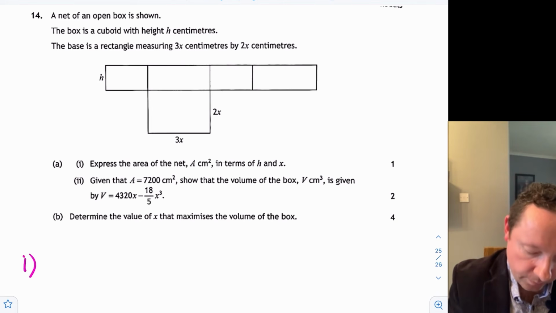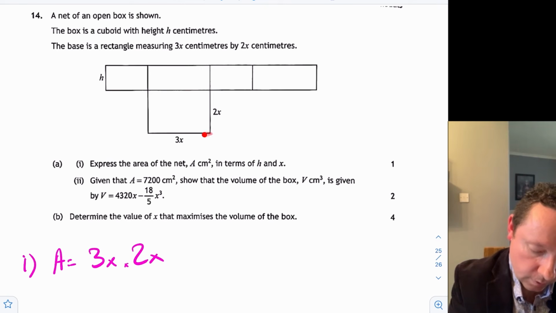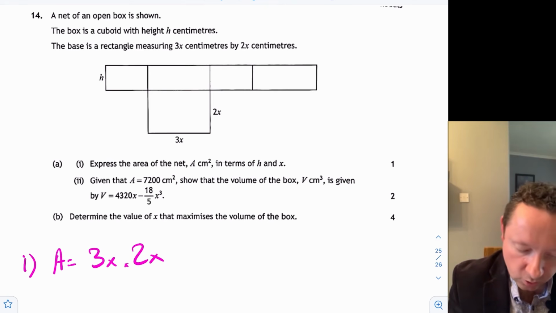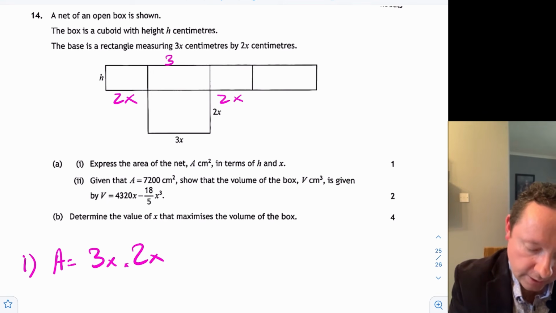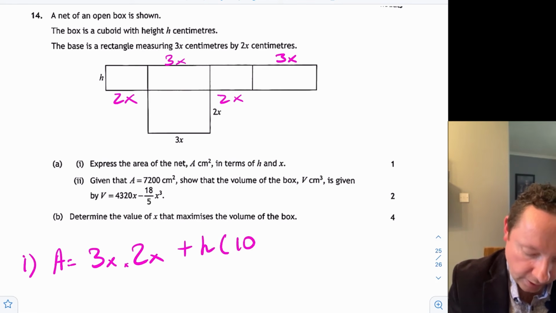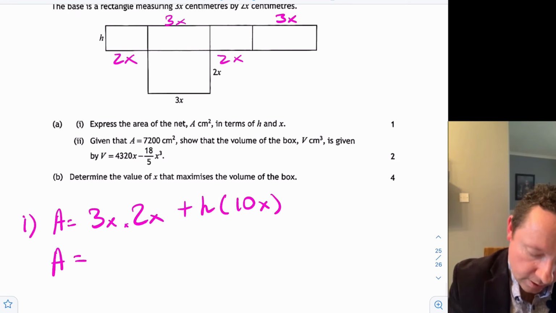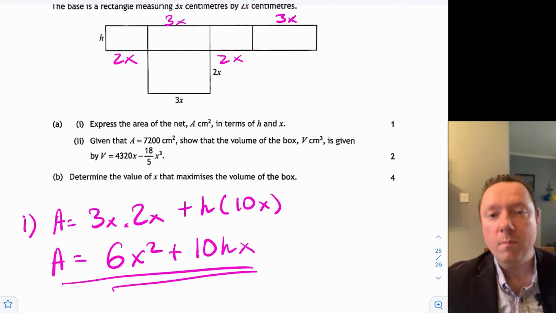So for part 1, we've got 3x times 2x for this bit here. And then this will be 2x because it's just going to go up the side with that. So that's 2x. And obviously this is 2x as well. We've got 3x here. And then if you just imagine that over the top or around the front, this will also be 3x. So you've got 3, 4, 5, 6, 7, 8, 9, 10. So it's plus h times 10x. So that gives you 6x squared plus 10hx. And it's only worth 1 mark, so there we are.